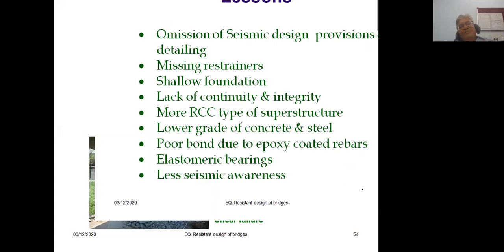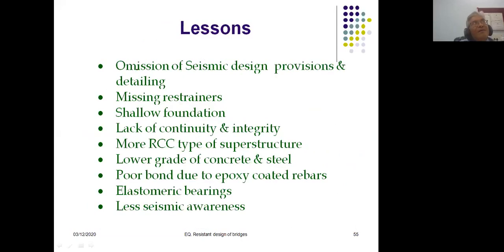So if we see the major thing, here there is an omission of the seismic design provisions and the detailing. Let us see some of the points which we have summarized. The first point is the omission of the seismic design provisions in the detailing. Restrainers are also missing. Shallow foundations. Of course, it depends, but if there are deep foundations, then it would be good. But here, the majority are shallow foundations.